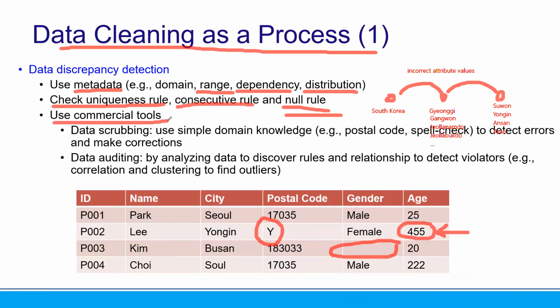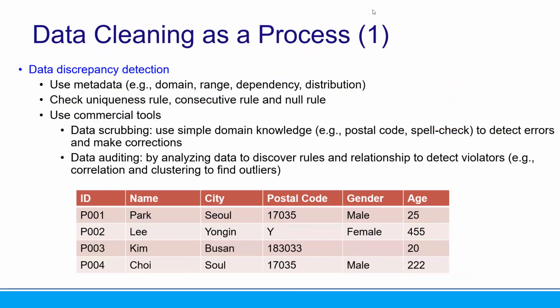Some tools might be available. Let's say we call it data scrubbing. It uses simple domain knowledge. It means, in Korea, if you register your address, you can just write your address like this, and then it shows everything immediately, including the postal code, including the district, because we have the domain knowledge.